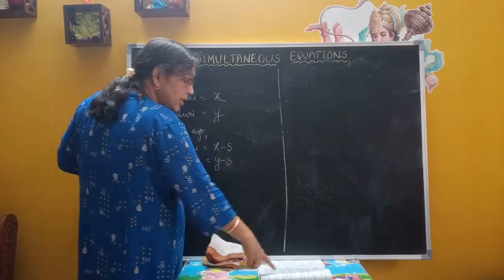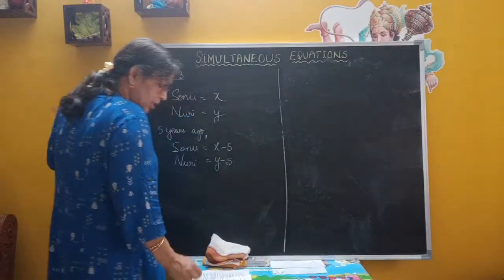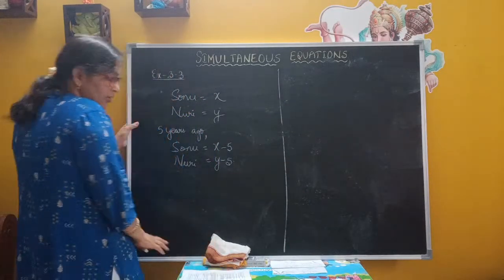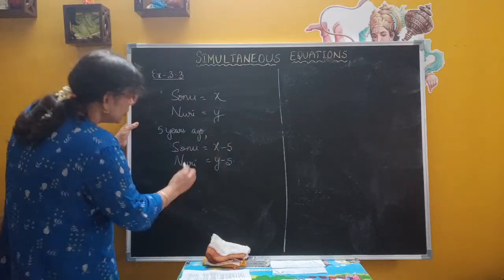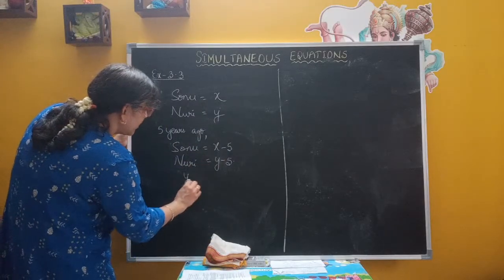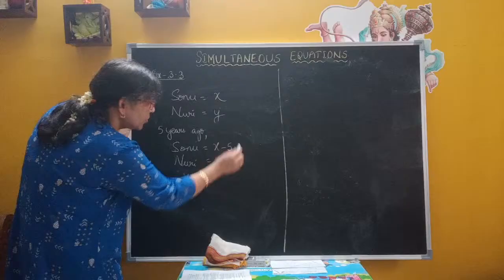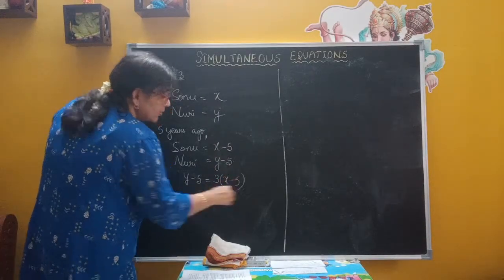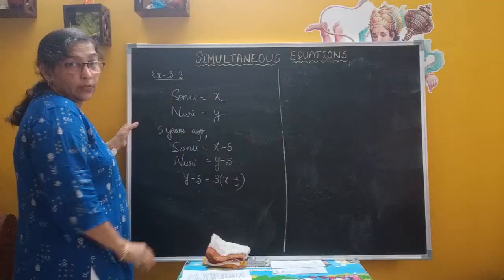Okay. But what is the condition? The condition here is Nuri was thrice as old as Sonu. So Nuri's age, what is this? Y minus 5. This is equal to how many times? Thrice means 3 times x minus 5. Simplify this, you will get an equation.